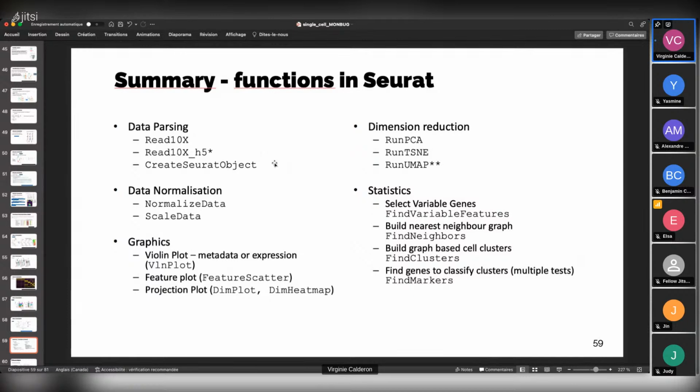All the graphics you can generate. All the options for the dimension reduction, either run PCA followed by t-SNE or run PCA followed by UMAP, or both of them. And finally, all the statistical functions to find either variable genes, neighbors, to be able to find the clusters, or to find the markers. Okay, so these are the main functions. There are a lot of functions, but these are the ones you need to know if you want to start to use Seurat to do the analysis by yourself.